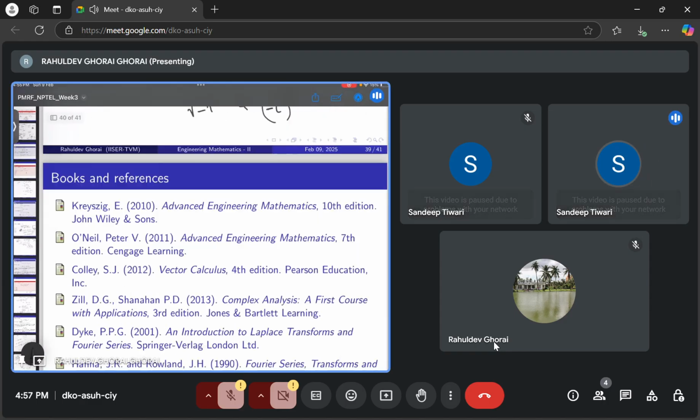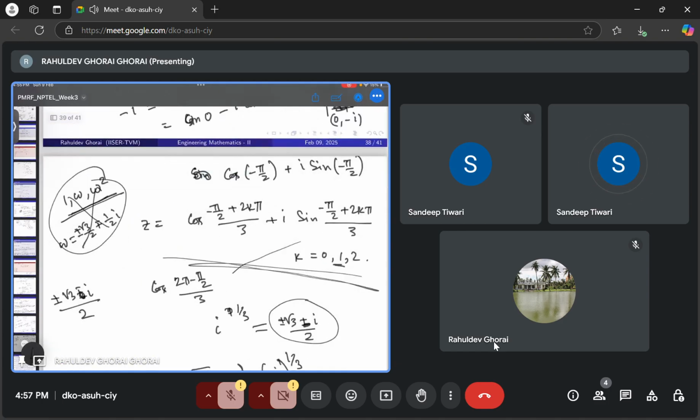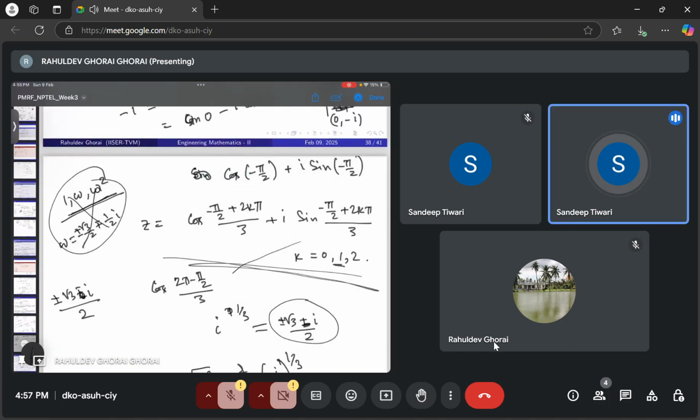Okay, then. Any other question? Yes, sir, please. Sir, in the previous examples, we were finding the roots of the polynomial in the denominator, sir. Is there any quick method to know that the roots do not lie within that curve? Sir, because sometimes calculating the roots is very hard, very difficult, sir.